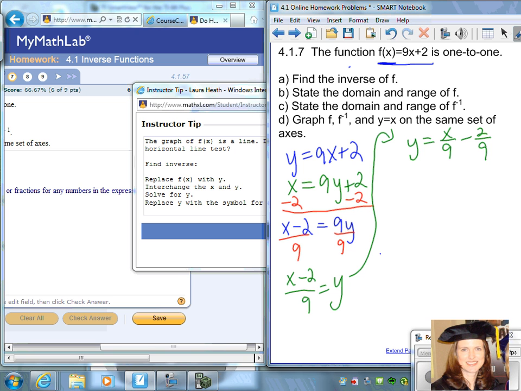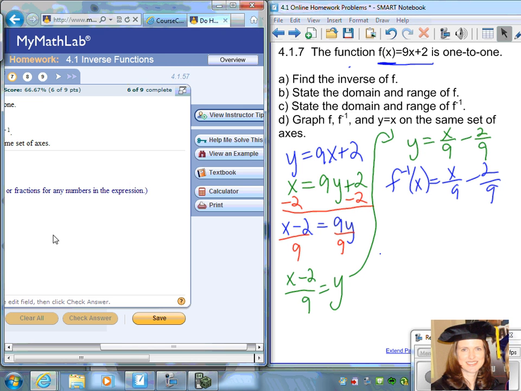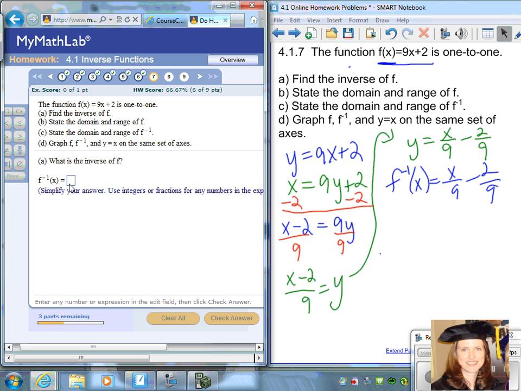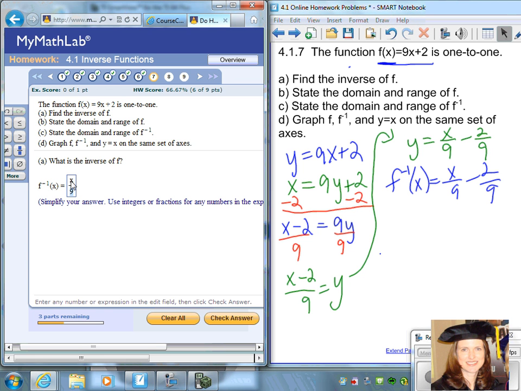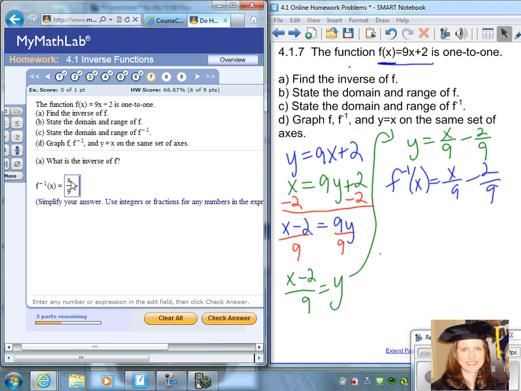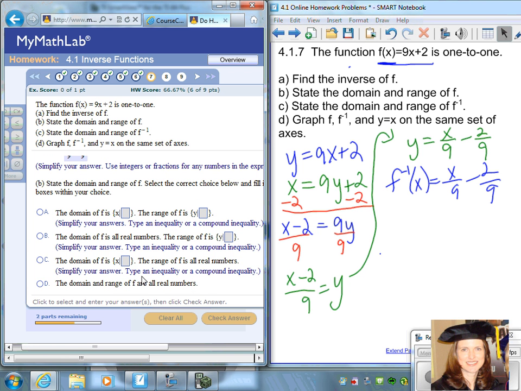And the last step is to replace that y with the symbol for the inverse, which is f negative 1 of x. It's x over 9 minus 2 over 9. Let's check our answer for that one. And then we're going to give the domain and the range.